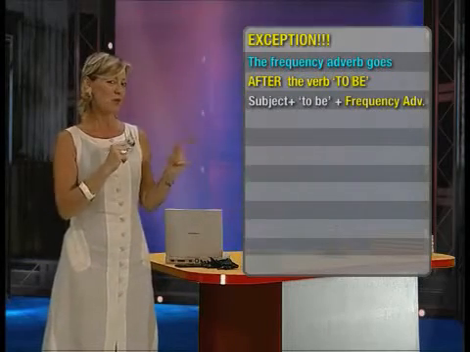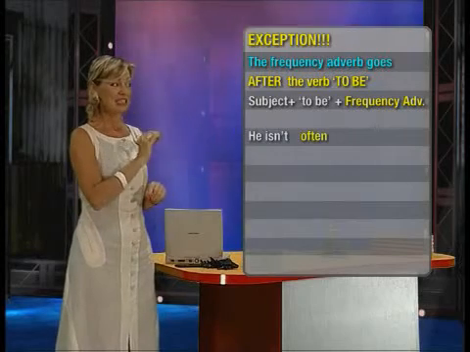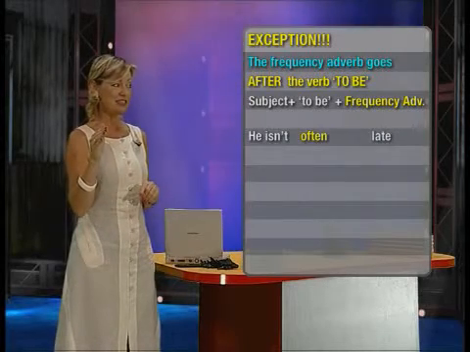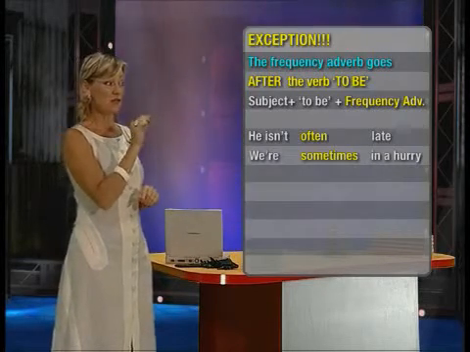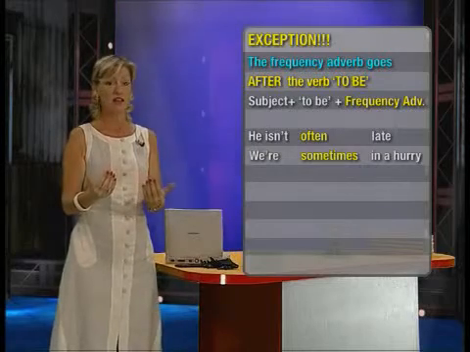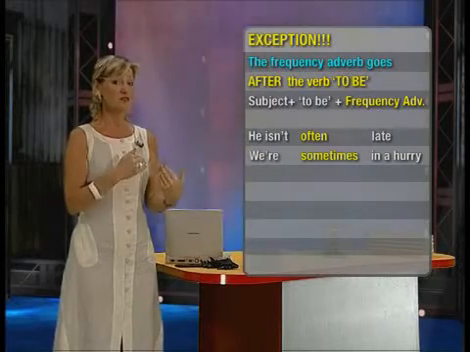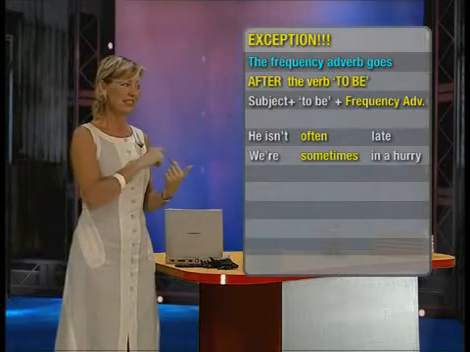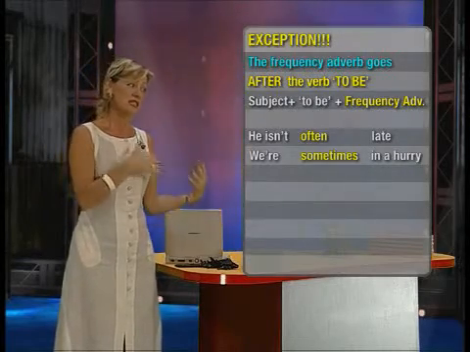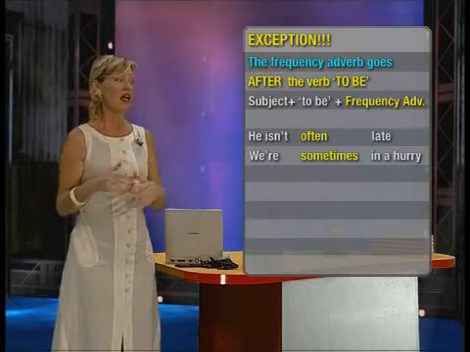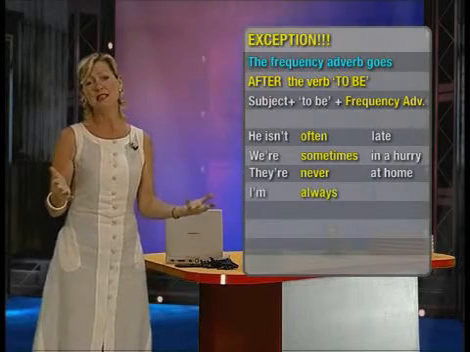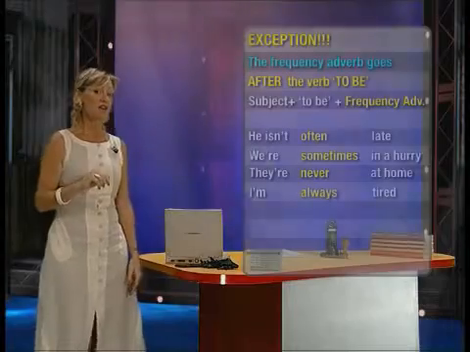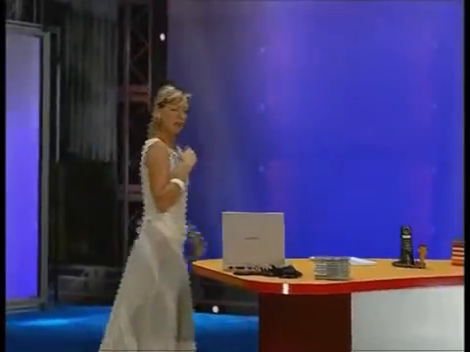Let's see how that works. Look at the example. He isn't often late. We are sometimes in a hurry. You see the position. The position of the frequency adverb is after the verb to be, not before. And that's the rule. So he isn't often late. We're sometimes in a hurry. They're never at home. And I'm always tired. So those are the frequency adverbs, very important, and we use them to describe our habitual actions.